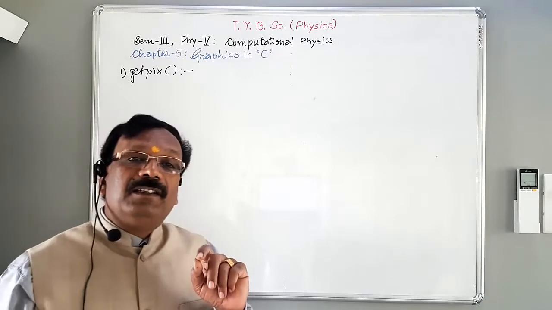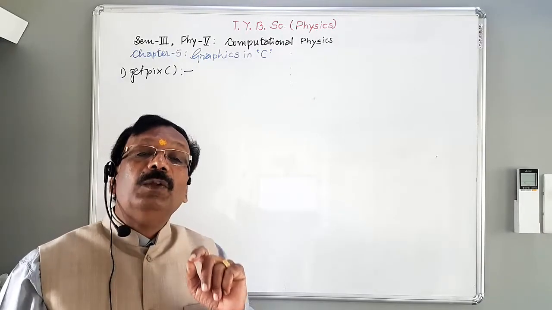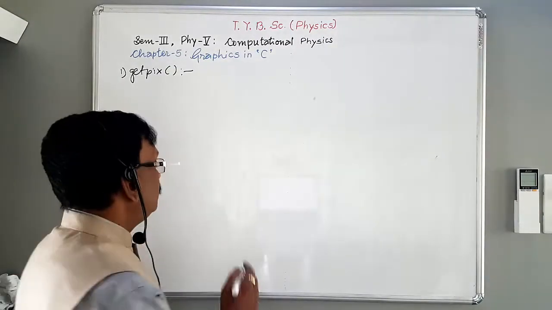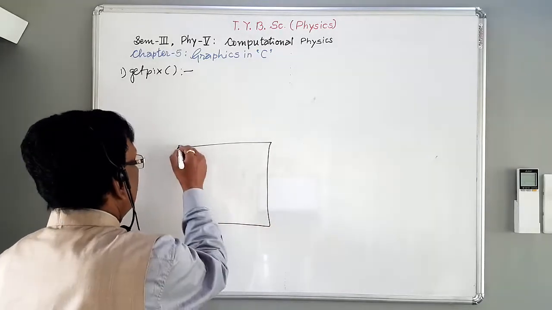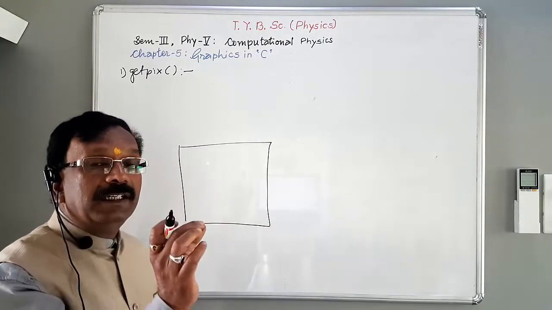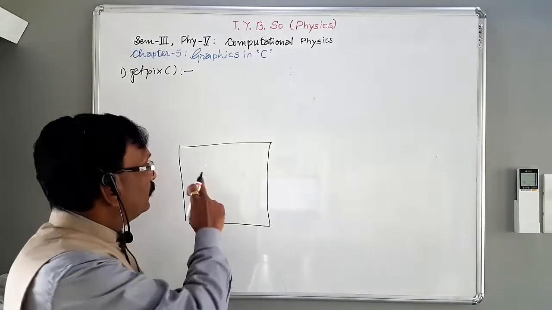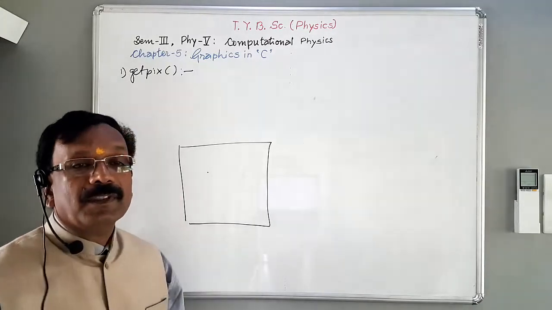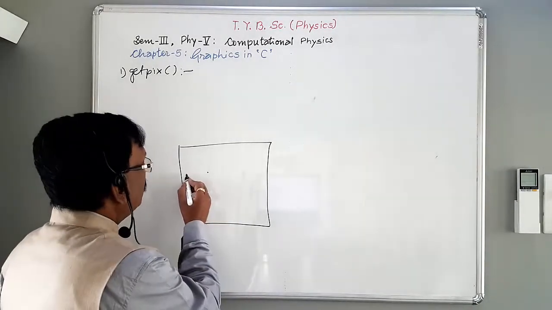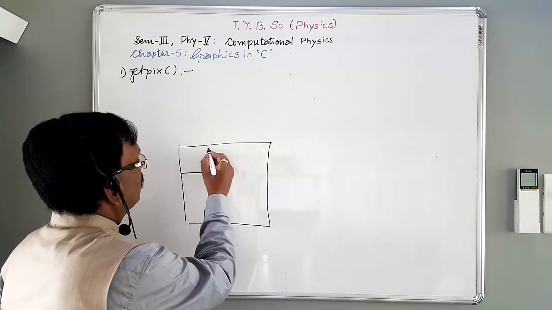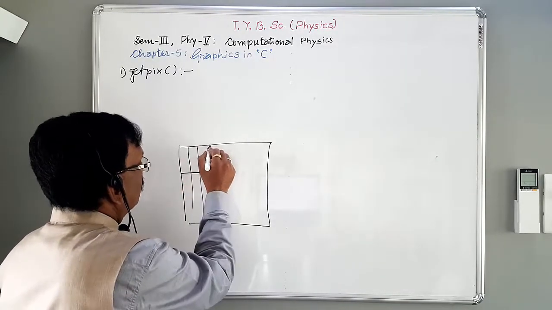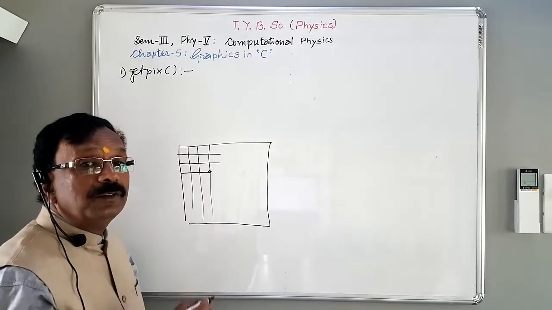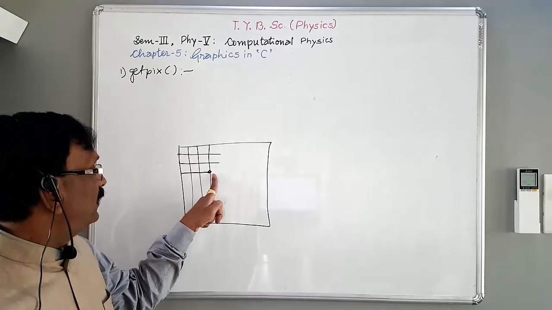The getpixel function gives the location of a point by using x and y coordinates. Suppose this is a computer screen and we studied the structure of memory cell in the previous lecture. Suppose we want to draw a point here, then what we have to do? We have to give the number of columns and number of rows. Suppose this is the point here, then we have to mention the coordinates of this point.